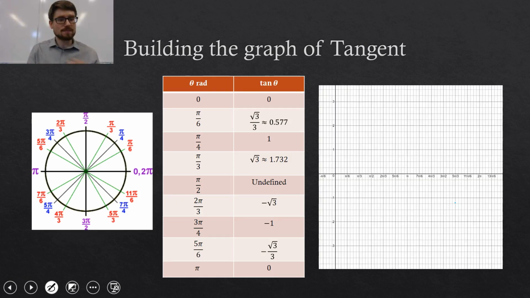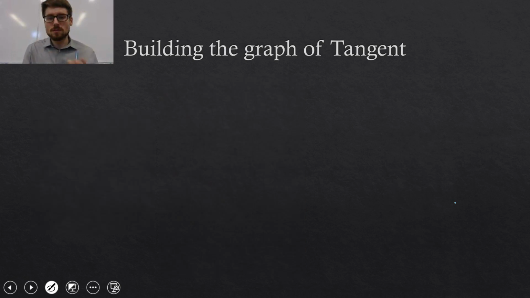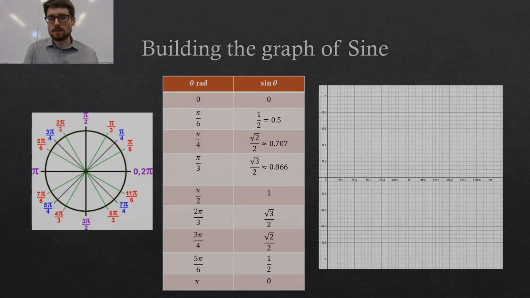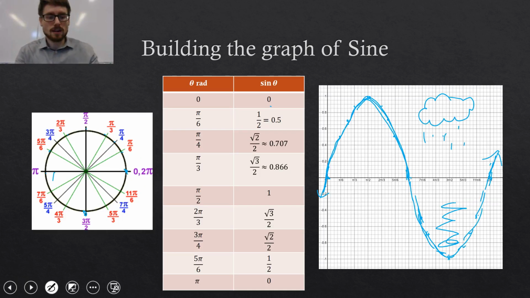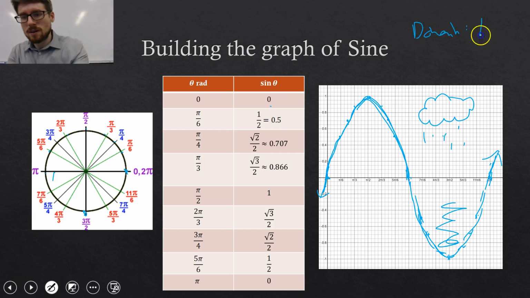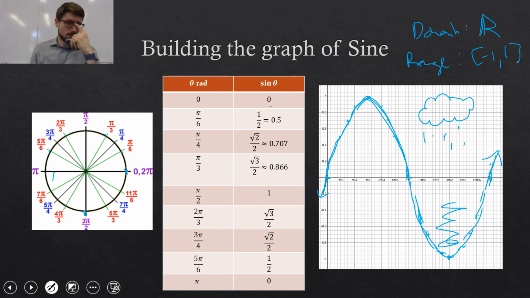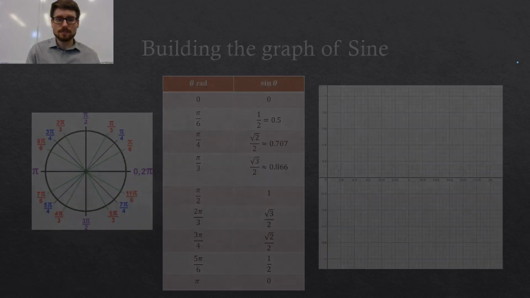Okay, building the graph of tangent. Tangent is a bit odder from sine and cosine. Just real quick before I depart this one: domain, all real numbers, any angle. Range, -1 to 1, identical to cosine's domain and range. Okay, so again, it's easy to see that from the graph. Any angle you can plug in, so the domain is all real numbers.